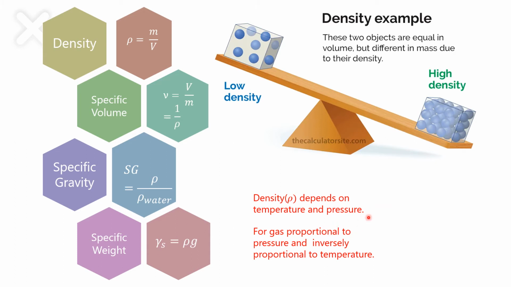The density of most gases is proportional to pressure and inversely proportional to temperature. Liquids and solids, on the other hand, are essentially incompressible substances, and the variation of their density with pressure is usually negligible. The reciprocal of density is the specific volume nu, which is defined as volume per unit mass. The SI unit is cubic meter per kilogram.